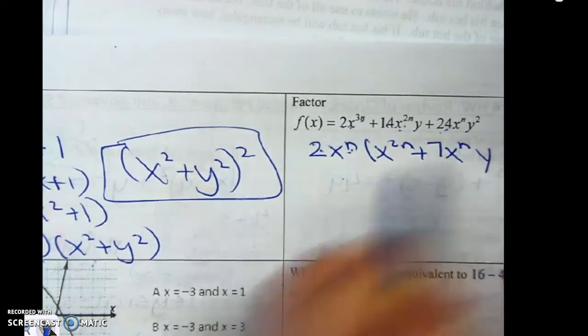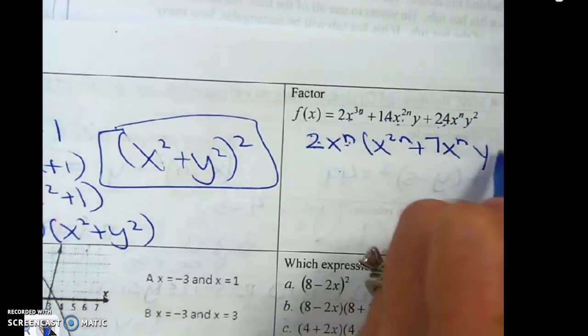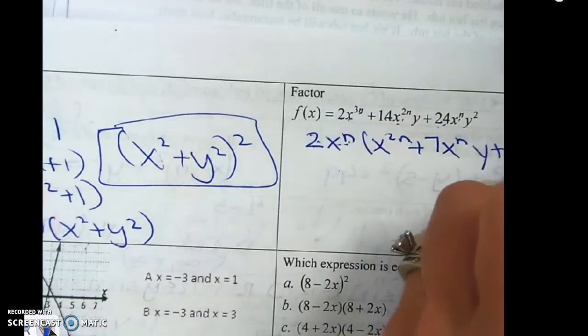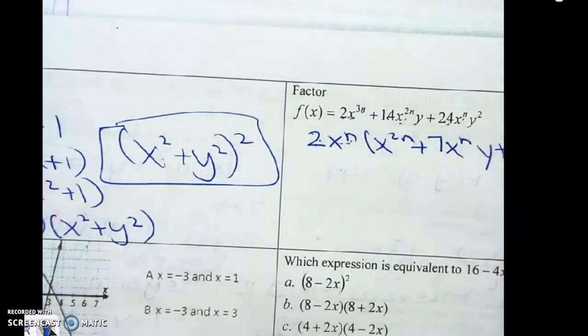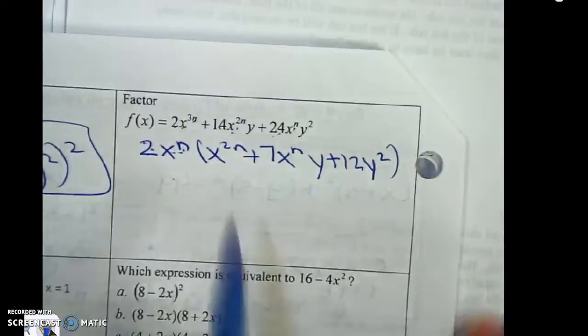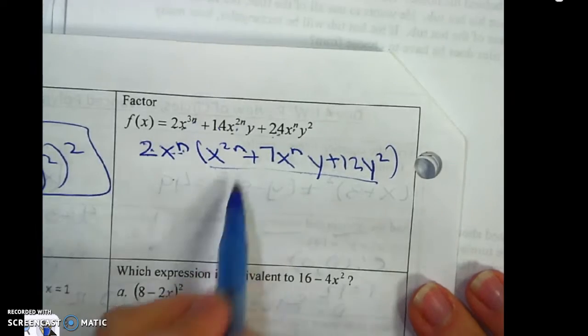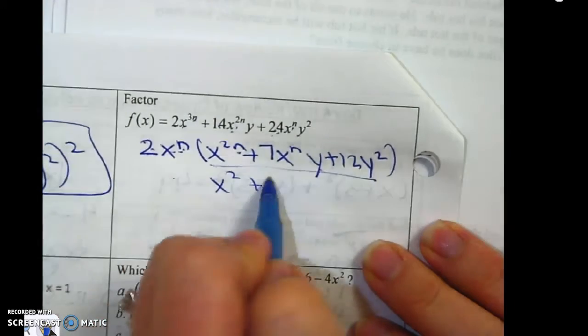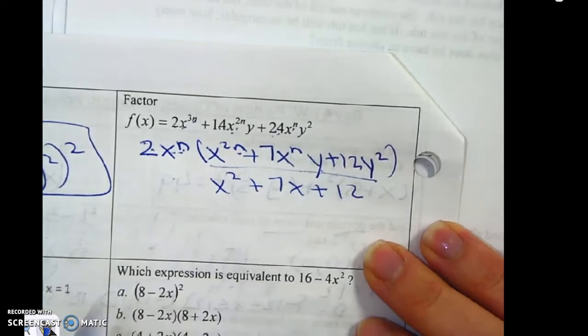And then there's a y. And then 24 divided by 2 is 12. I had 1 n, I take away 1 n, I got no n's, y squared. So the problem is that this is still a lot, because the n is frustrating to me and the y is frustrating to me. So I'm going to pretend it says x squared plus 7x plus 12.